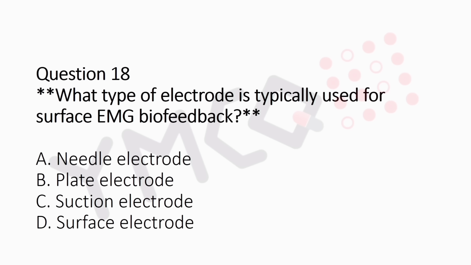What type of electrode is typically used for surface EMG biofeedback? Option A, needle electrode. Option B, plate electrode. Option C, suction electrode. Option D, surface electrode. And the answer is option D, surface electrode. Now let's move to question number 19.